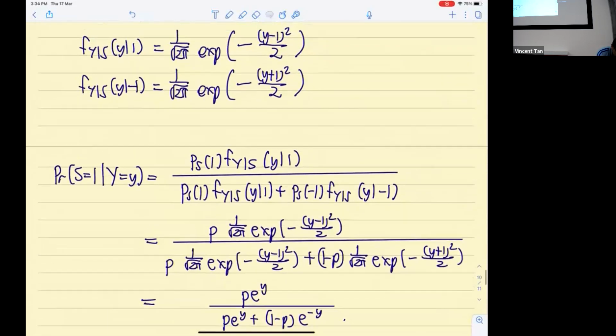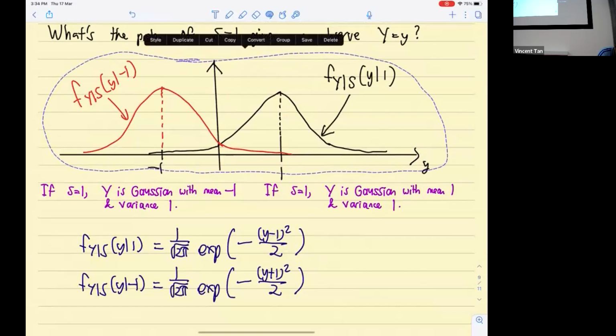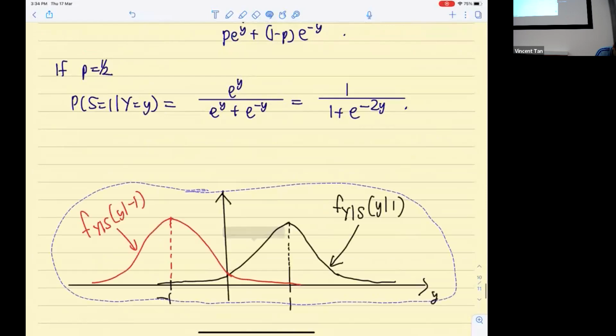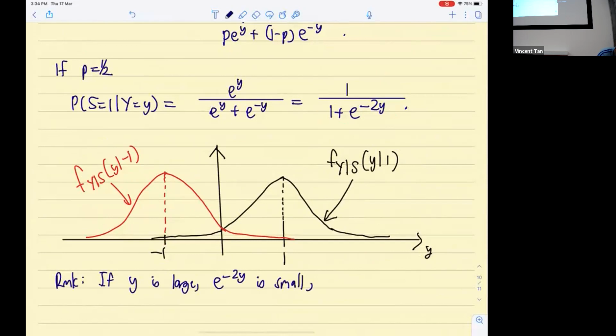Now, if you look at this picture, and I will copy this picture again. If you look at this picture carefully, and you take y to be something very large, say 3, then this is very close to 1, right? Okay, so let me make a remark. If y is large, e to the minus 2y is small, and the probability that S is equal to 1 given Y equals y is close to 1, as our intuition expects.